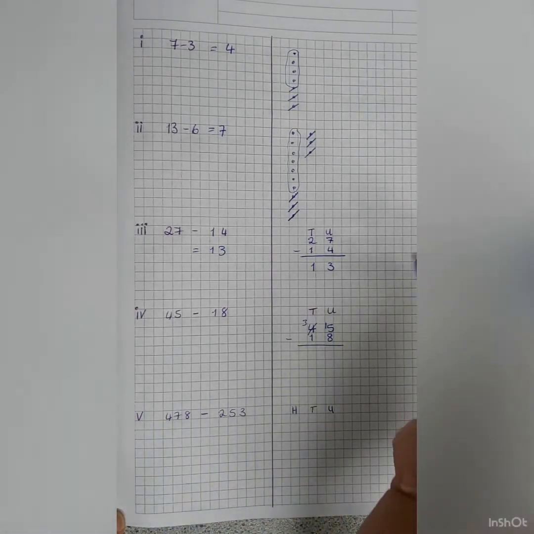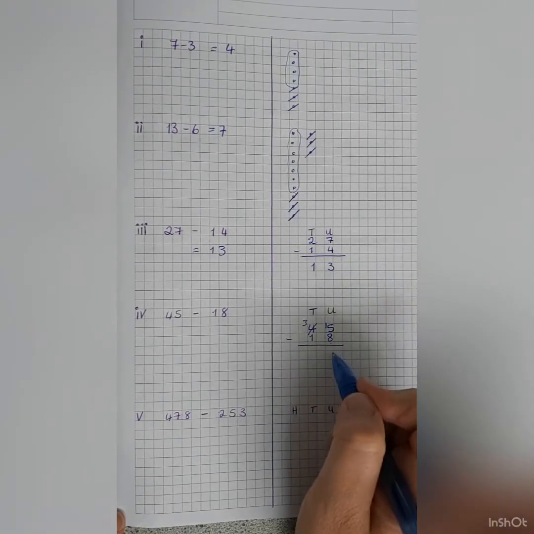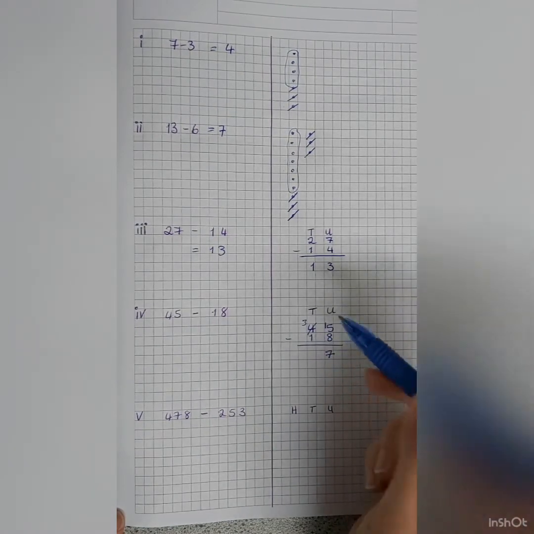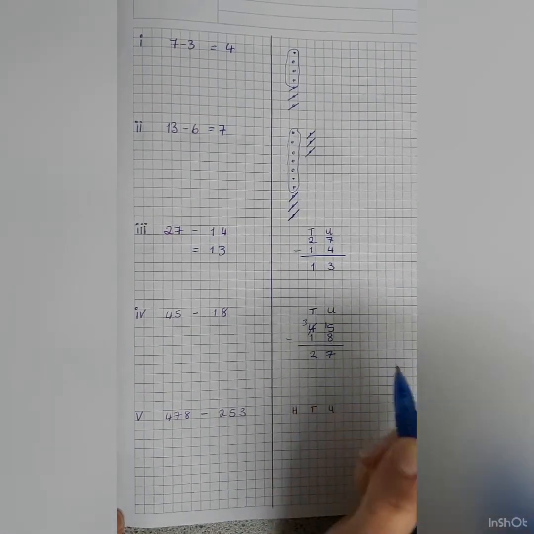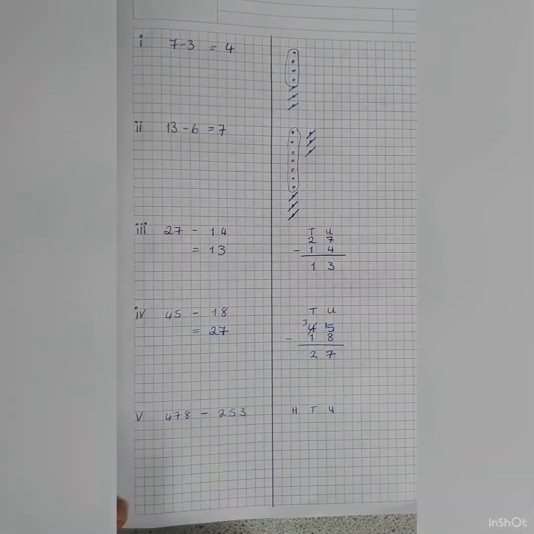Okay, now we say to ourselves, 15 take 8. Yes, we can do that, is 7. And 3 tens take 1 ten is 2. So the answer to that subtraction is 27. Okay.